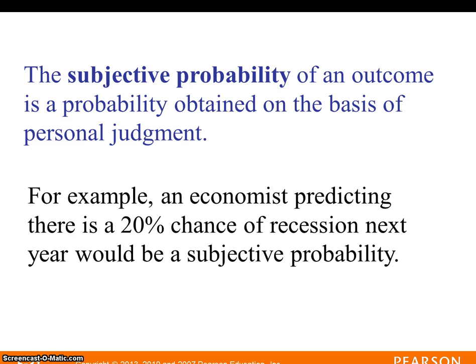The subjective probability of an outcome is the probability obtained on the basis of personal judgment. For example, an economist predicting there's a 20% chance of recession next year would be a subjective probability. Maybe this is based on some empirical data, but things like that are really hard to predict.